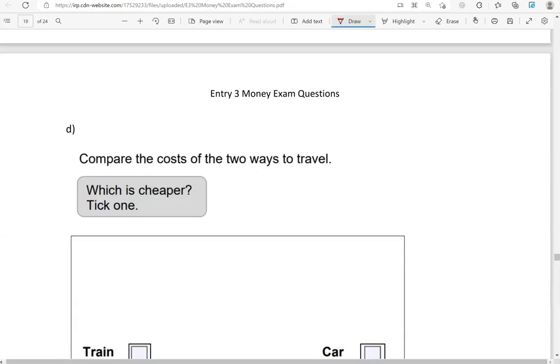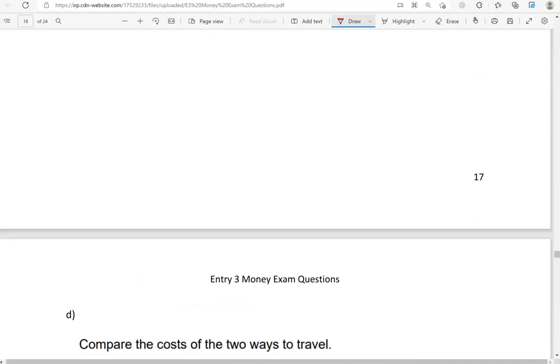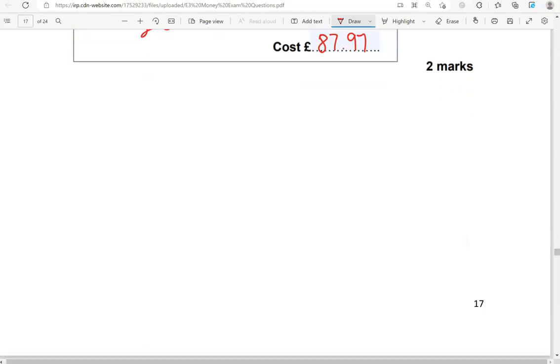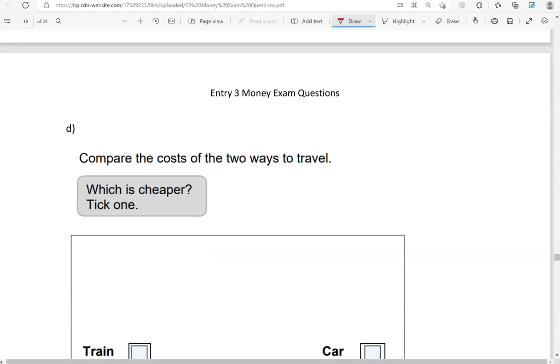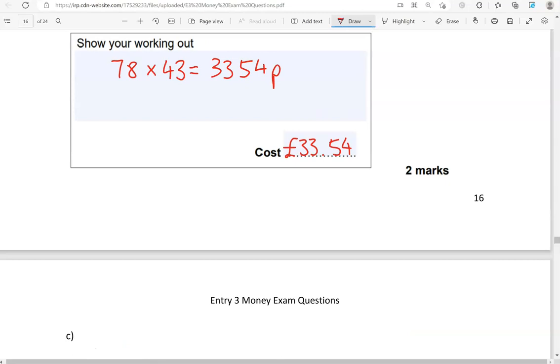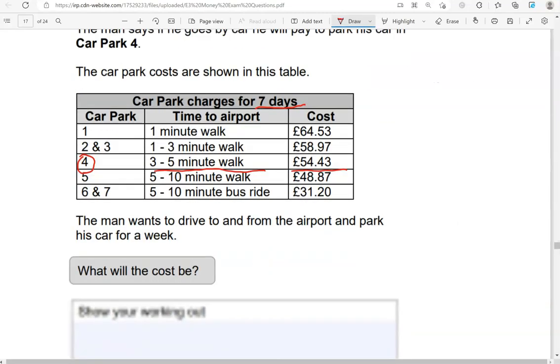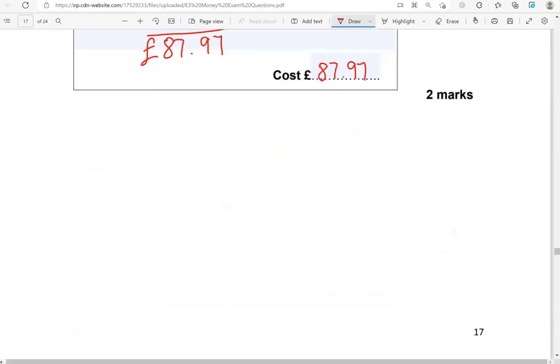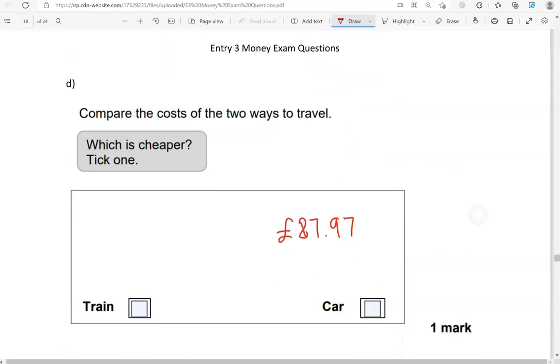Compare the costs of the two ways to travel, which is cheaper. Tick one, the train or the car. So the car that costs £87.97 and the train that was £33.54. Obviously, £33.54 is much cheaper, so we're going to tick train.